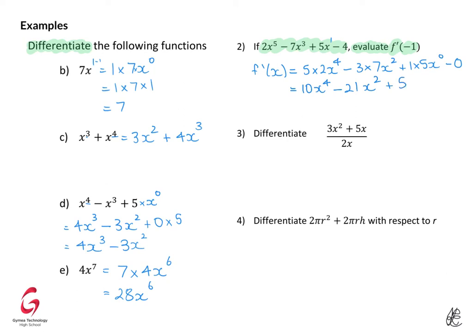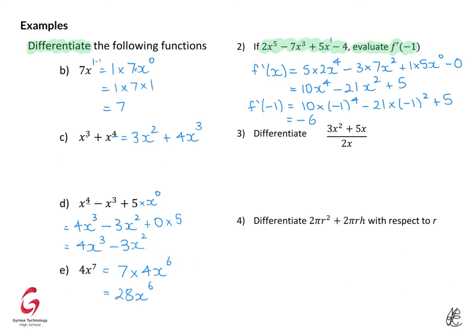And then they're asking me, everywhere I see an x value, substitute -1 into it. So I'll have 10 times -1 to the power of 4 minus 21 times -1 squared plus 5. And I can now evaluate that expression to a final answer of -6.